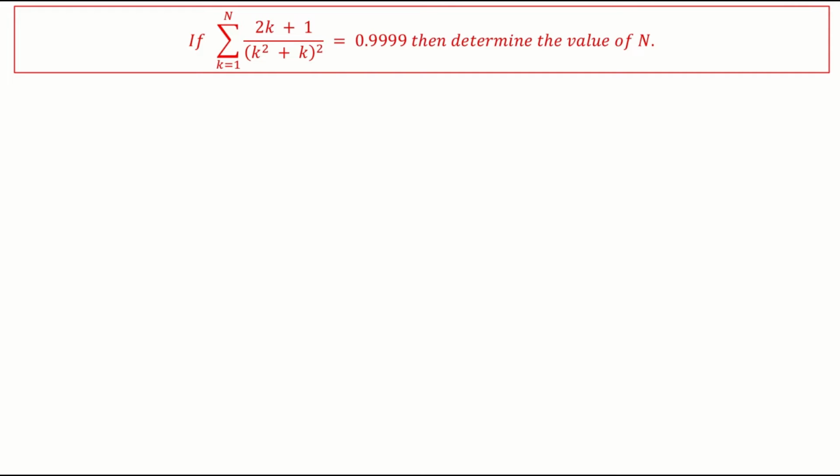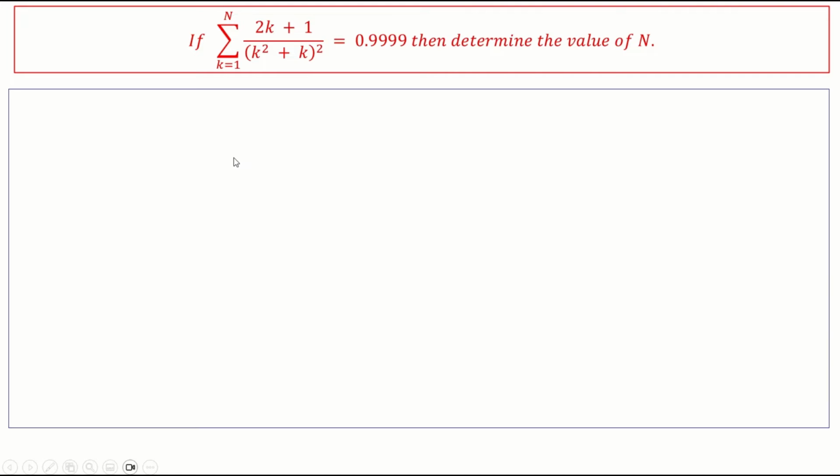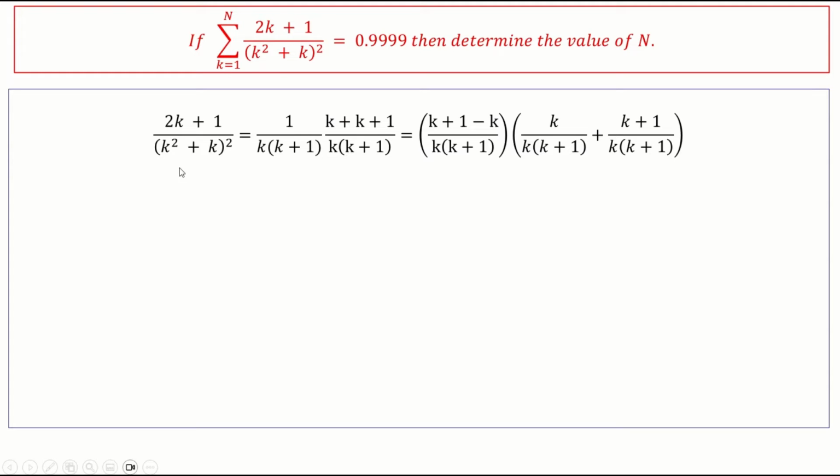Next one is: if the sum from k equal to 1 to n of (2k plus 1) divided by (k square plus k) whole square equals 0.9999, then determine the value of n. Okay. This looks like a serious problem. So the best way is to simplify the expression given here, and then it is easy to find the answer. Okay. So I take (2k plus 1) divided by (k square plus k) whole square.